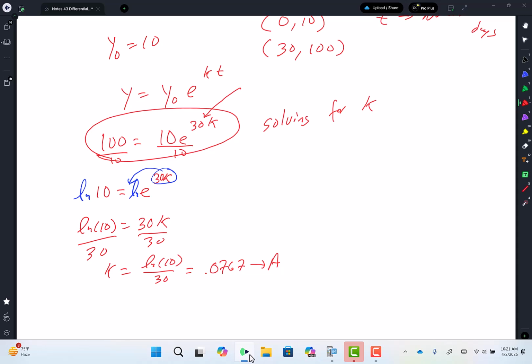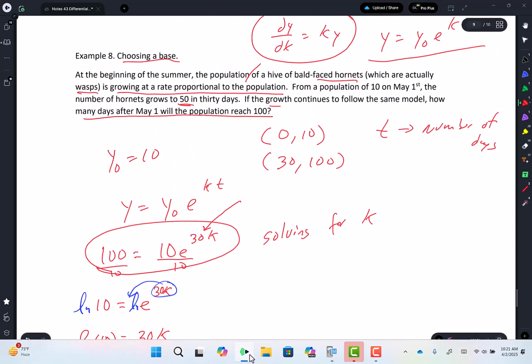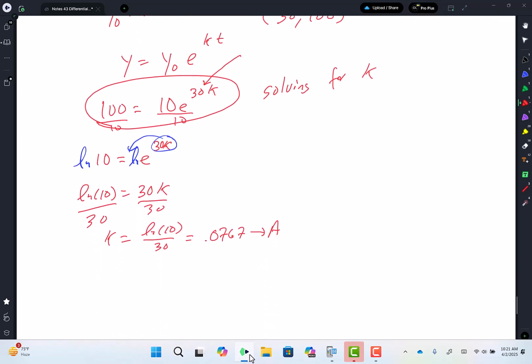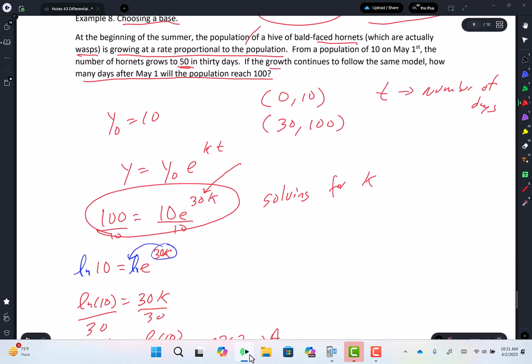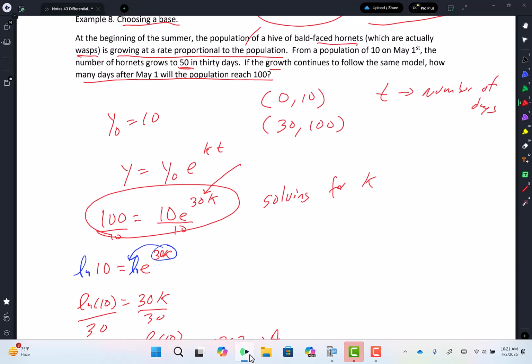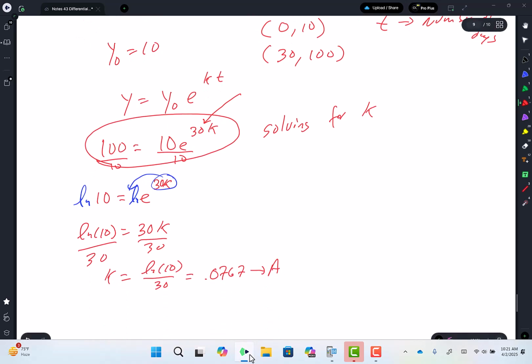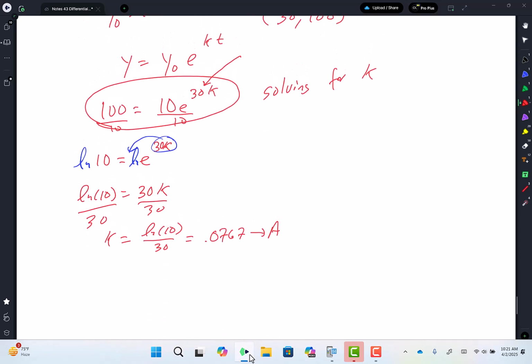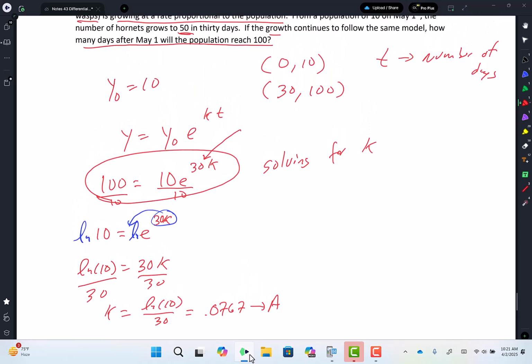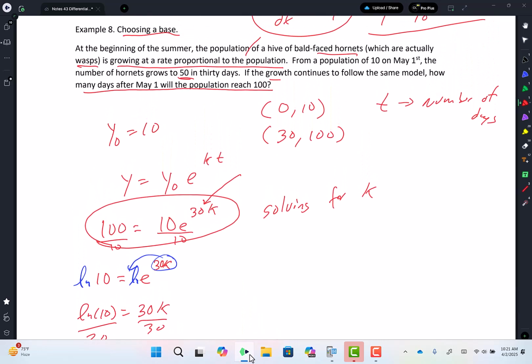I haven't done anything crazy. Okay, all right. So now that I stored it to A, they want to know how long. How many days after May 1st will the population reach 100? Dang it, guys. How come you didn't tell me that the 100 is after? Oh, wait, it is. Did I just force it to be 30 days? Let me read it. I'm so mad.